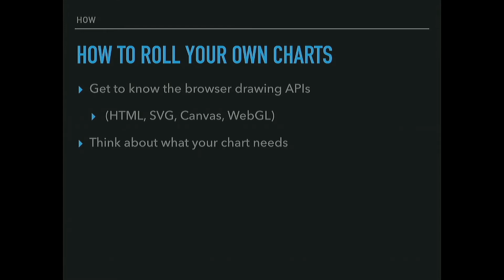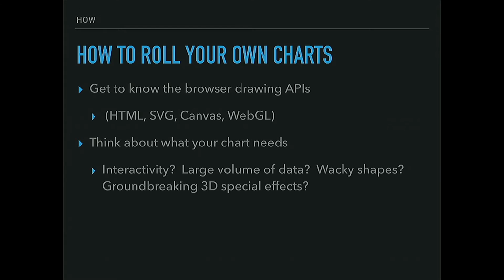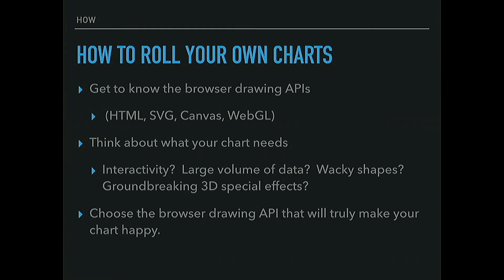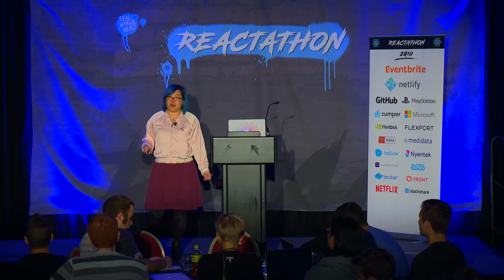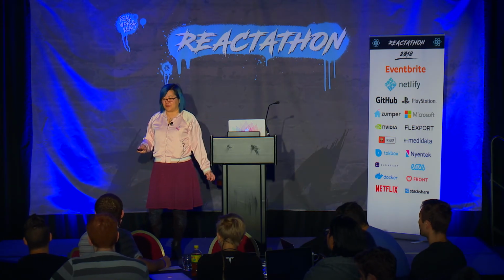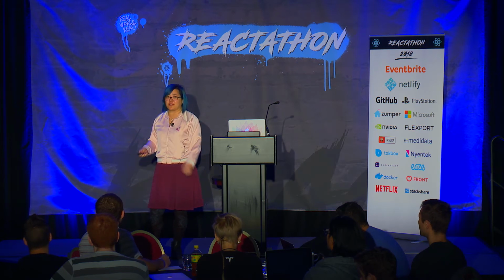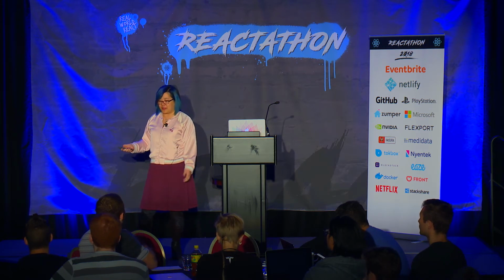And then think very carefully about the use case for your chart. Think about what your chart needs to have. Is interactivity really important? Do you have a large volume of data you need to show? Do you have to draw some wacky shapes? Do you want to do groundbreaking 3D special effects and win an award and get prizes? So whatever your case is, you think about those two things, and then you got to choose the browser drawing API that will truly make your chart happy. Not the coolest, not the most popular, not the best browser drawing API, but the one that fits with your chart use case. It's all about compatibility.